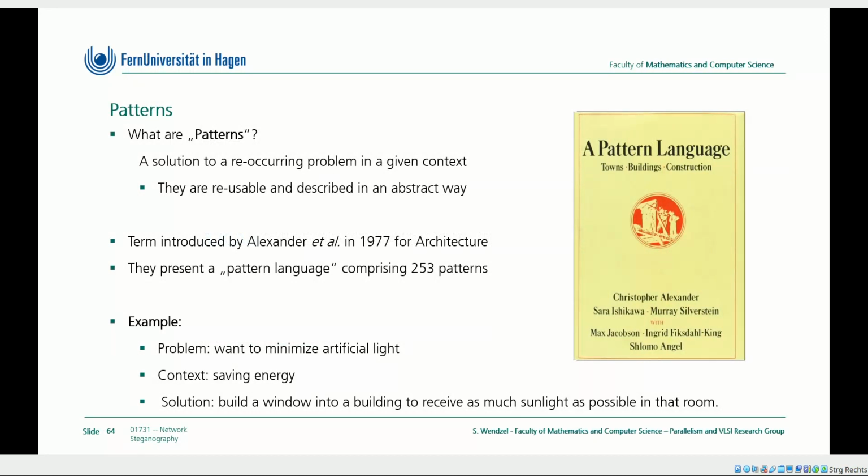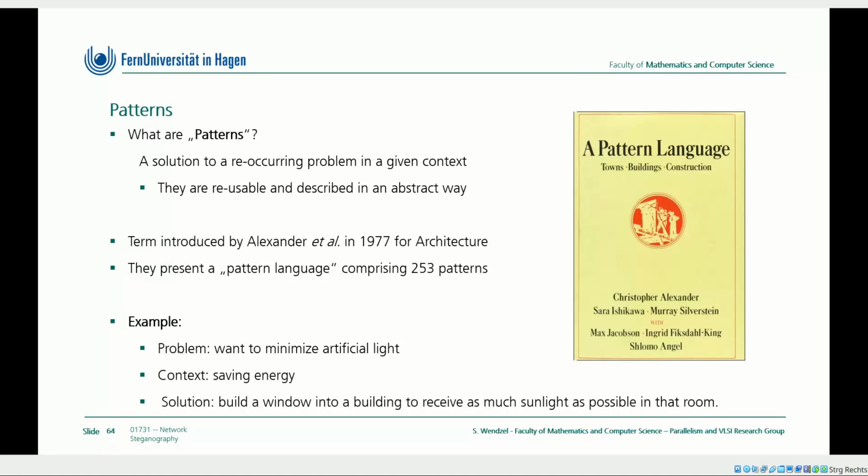What are patterns? Patterns are a solution to a recurring problem in a given context. They are reusable and described in an abstract way, so it's not a detailed description, and we have a problem that reoccurs, and the solution is reusable, that we apply to solve this problem. The term was introduced by Alexander et al. in the late 70s for the domain of architecture.